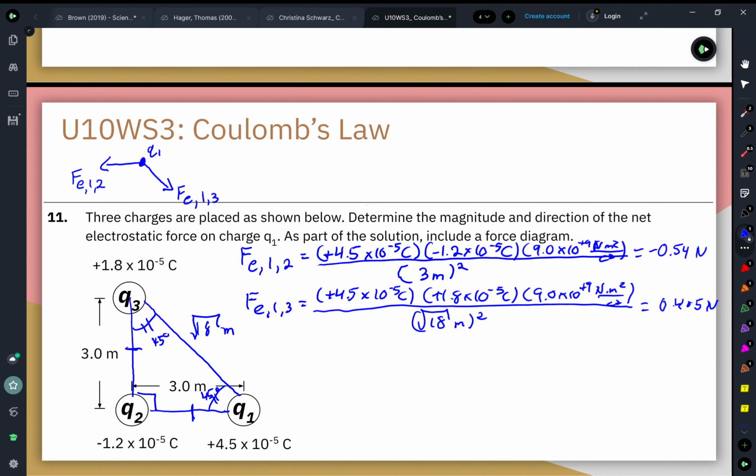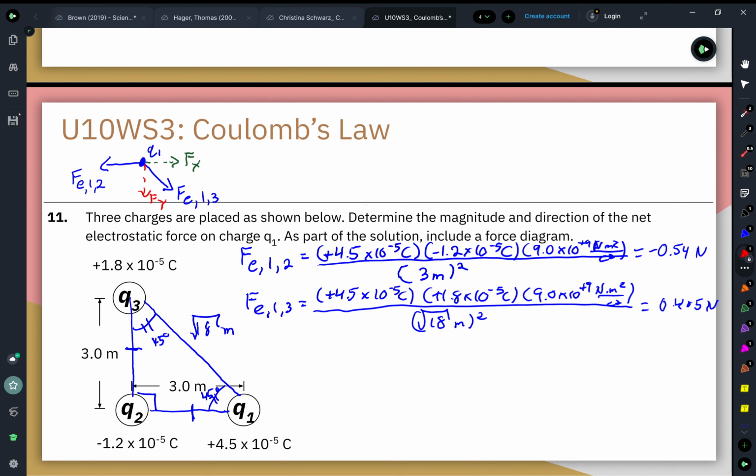However, we cannot ultimately decide what the combined force is going to be until we break these up into their horizontal and vertical components, combine them, and then ultimately determine where they're going to go. Fortunately, it looks like the electric force on 1 by 2 is already on our x-axis, so we don't need to do anything to that. We just need to break up the electric force on 1 by 3 into its horizontal component and its vertical component.